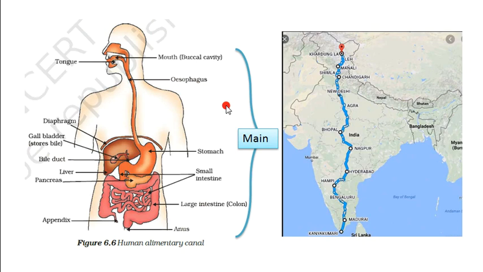Okay, so now mouth, oesophagus, stomach, small intestine and large intestine and anus finally. So these are the main organs of the digestive system. Okay, and for example liver, pancreas and gallbladder are the helper organs. Okay, additional organs of the digestive system. This is our digestive system from mouth to the anus, and the mouth is also called the buccal cavity.